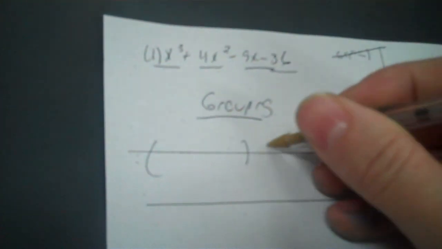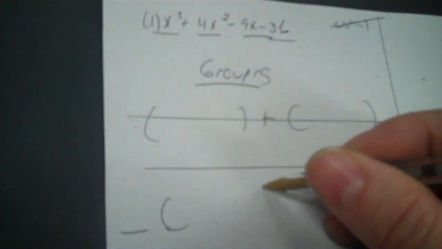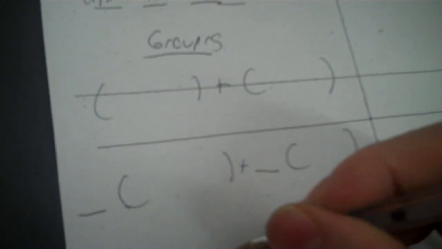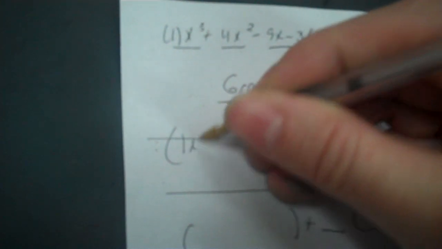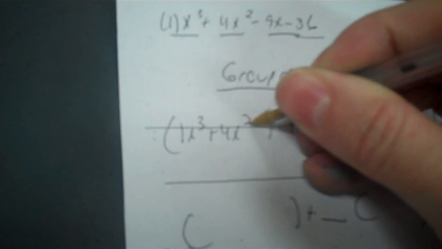And grouping is when you set up parentheses plus parentheses. Then the same thing with spaces outside, and then a space, a big space with a little tiny parentheses, and then a bigger space. Don't put any sign between those at the end. That's the setup, okay? So I put 1x third plus 4x to the second.